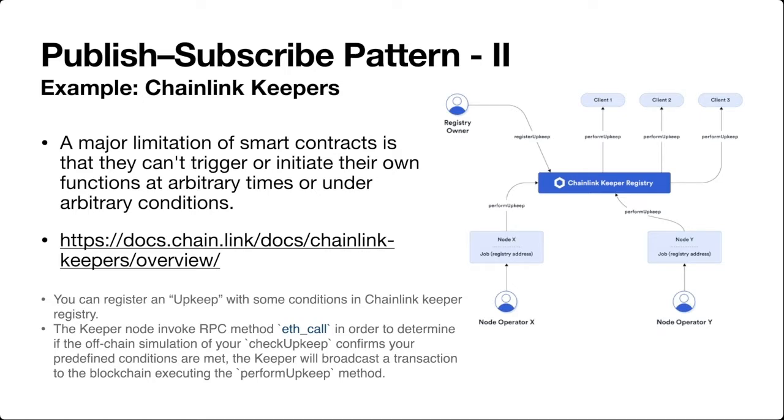How to use this Keepers service? You can first register an upkeep with some condition in the Chainlink Keeper registry. Then the keeper node invokes the RPC method eth_call in order to determine if the off-chain simulation of your checkUpkeep confirms your predefined conditions are met. The keeper will broadcast a transaction to the blockchain executing the performUpkeep method.